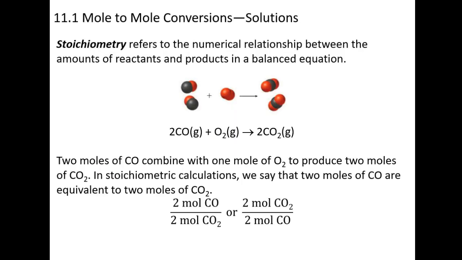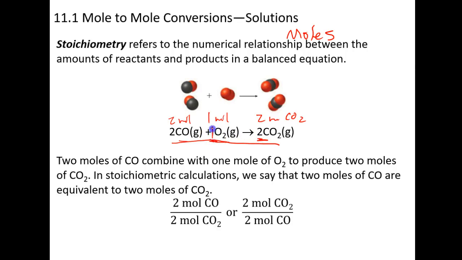Okay, so stoichiometry is a fancy word that refers to the numerical relationship between the amounts of reactants and products. And everything is based on moles. Always remember moles, moles, moles. All right, here's a chemical equation. 2 moles of carbon monoxide react with 1 mole of O2 to produce 2 moles of CO2. So this is a mole-to-mole conversion. 2 moles of this to 1 mole of oxygen gives me 2 moles of CO2. That's what these balanced equations are telling me.